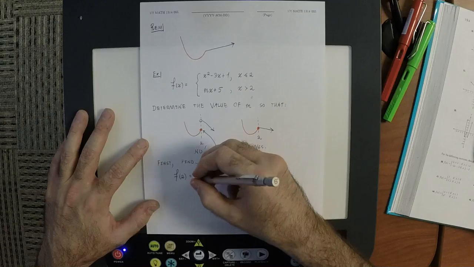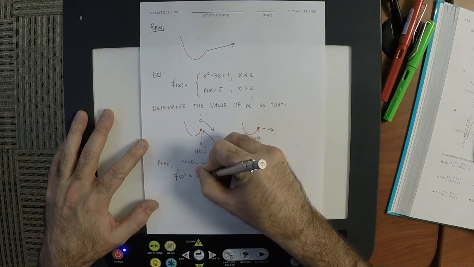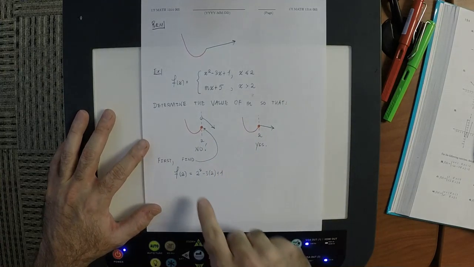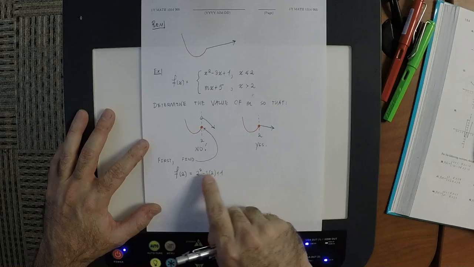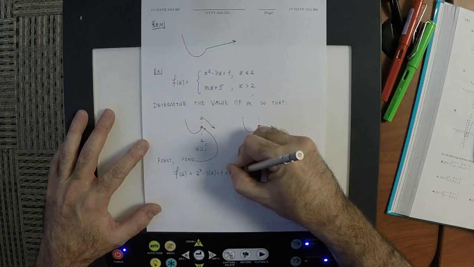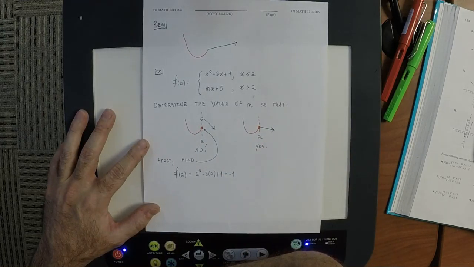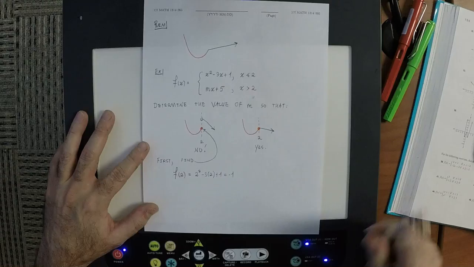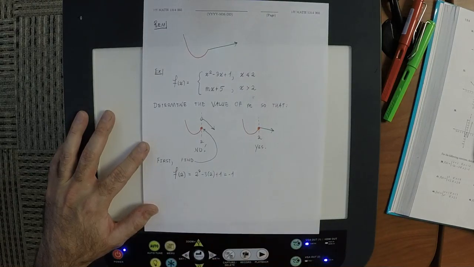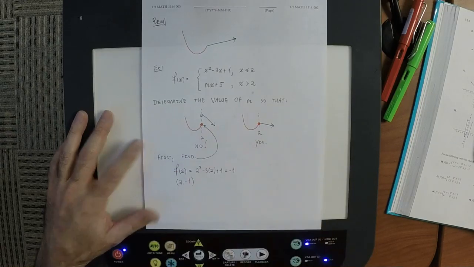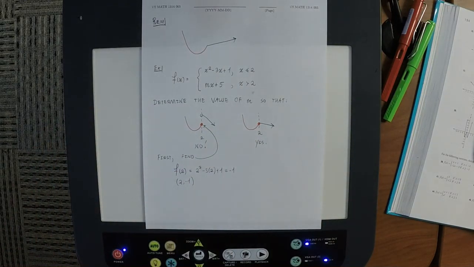Okay, well, that'd be 2 squared minus 3 times 2 plus 1. So that'd be 4 minus 6 is negative 2, and then add one more, that'd be negative 1. Okay, now what? So that means what are the coordinates of that point? 2, negative 1. So the coordinates are 2, negative 1. Then what?